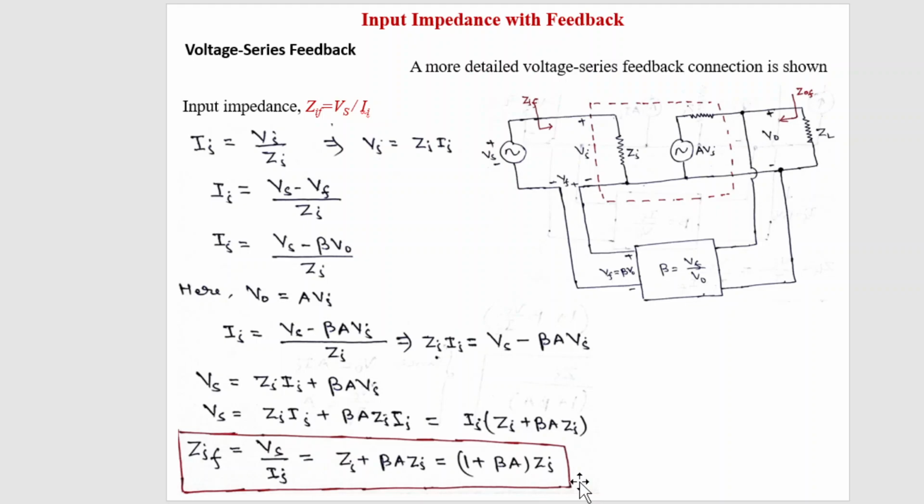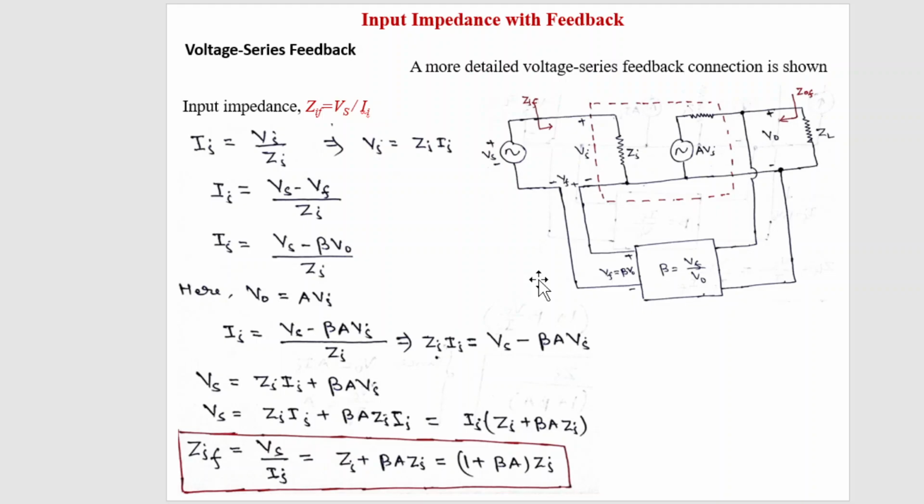So here it is important to note that in case of voltage series feedback, when we are calculating the input impedance, this input impedance with feedback is basically equal to 1 plus beta into A into input impedance without feedback. You see here it is multiplying. So that means input impedance is increased with negative feedback in comparison to the input impedance without feedback. How much it is increasing? It is increasing 1 plus beta A times the input impedance without feedback. So this is what is happening in case of voltage series feedback configuration.